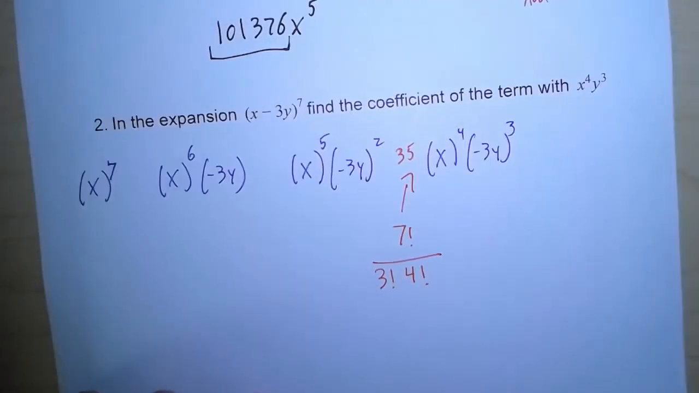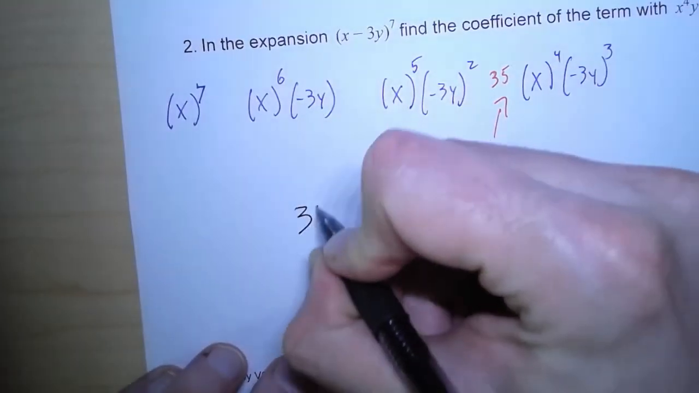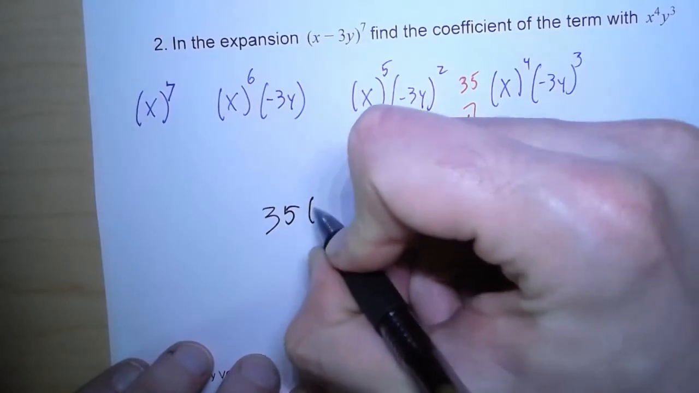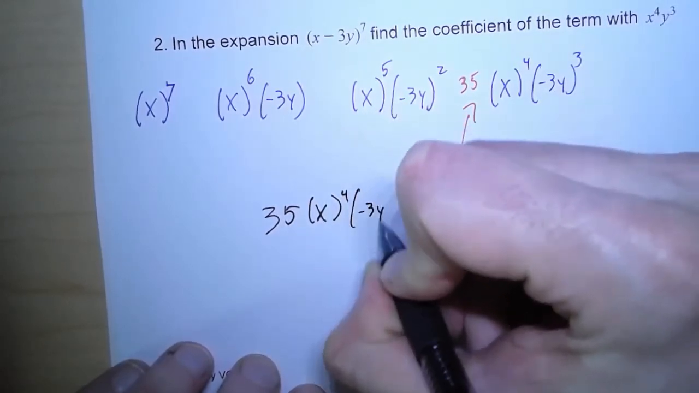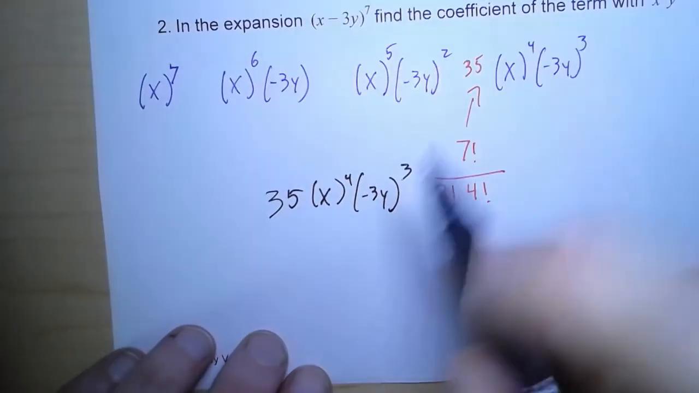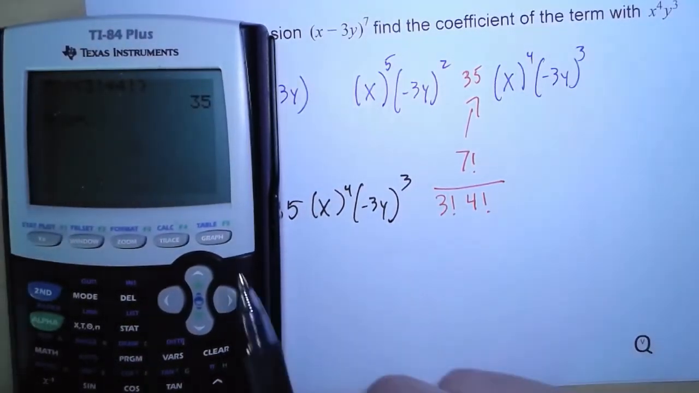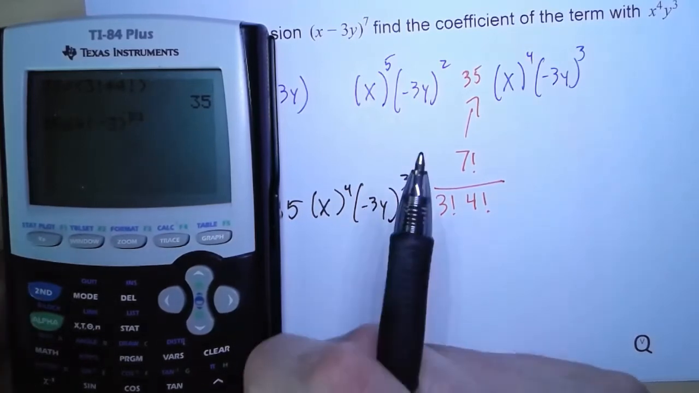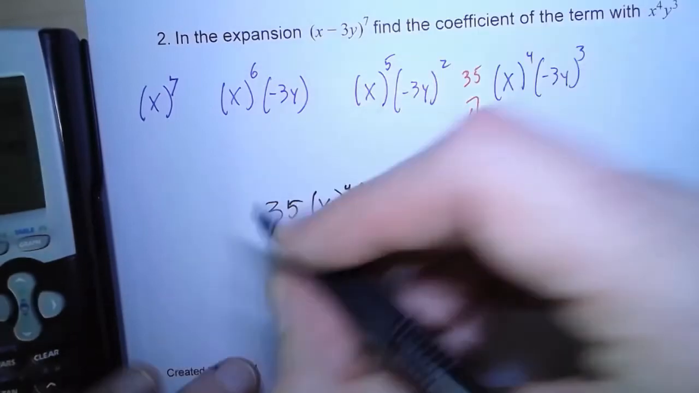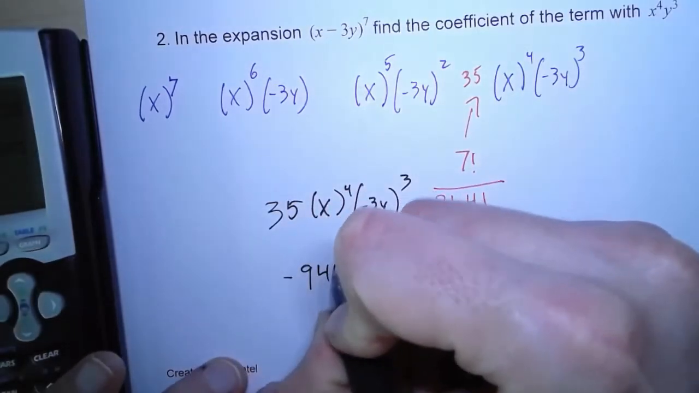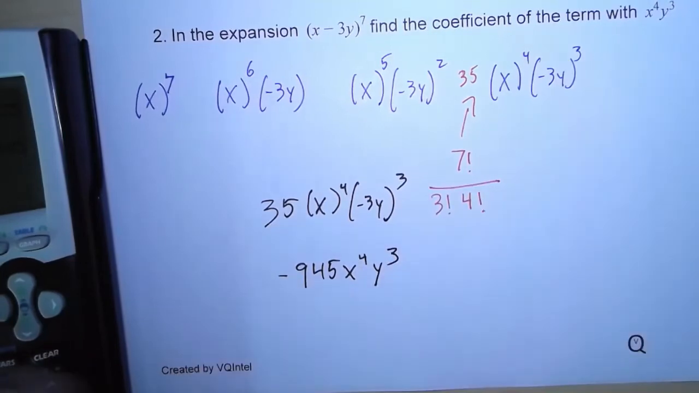So we have 35 out front times x squared, x to the fourth, times negative 3y cubed. So we have to take 35 and multiply that by negative 3 to the third power. And so that's going to give us negative 945 x to the fourth times y cubed.